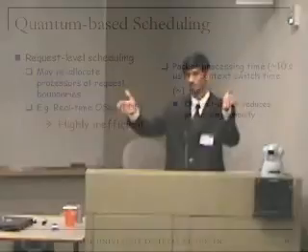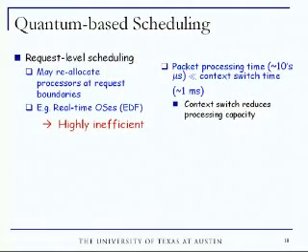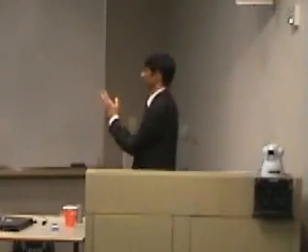Now, these conventional techniques can be divided into quantum-based scheduling algorithms and observation-based scheduling algorithms. So you're either doing some amount of processing and then shifting, or you're continuously observing the system. A class of quantum-based scheduling algorithms are request-level scheduling algorithms. These kinds of algorithms are typically used in real-time operating systems, like earliest deadline first. After processing each packet or each request, you determine which is the next request, the one with the earliest deadline, that has to be processed.